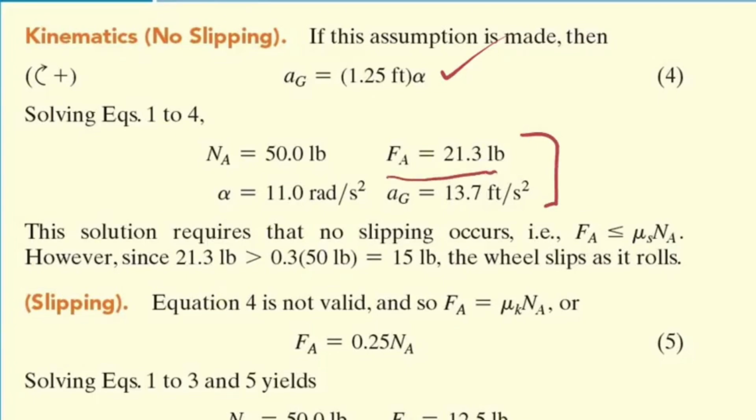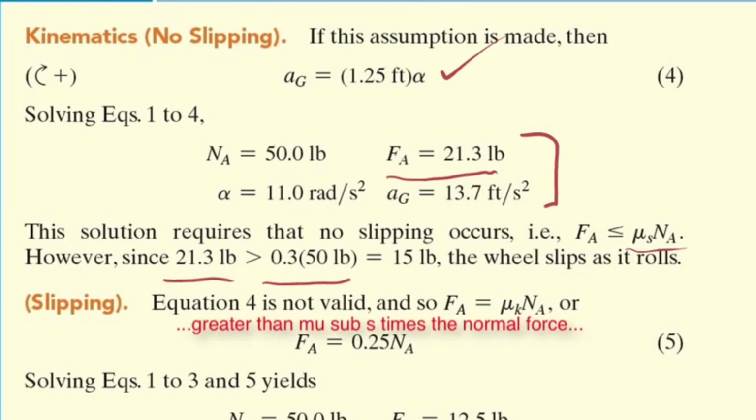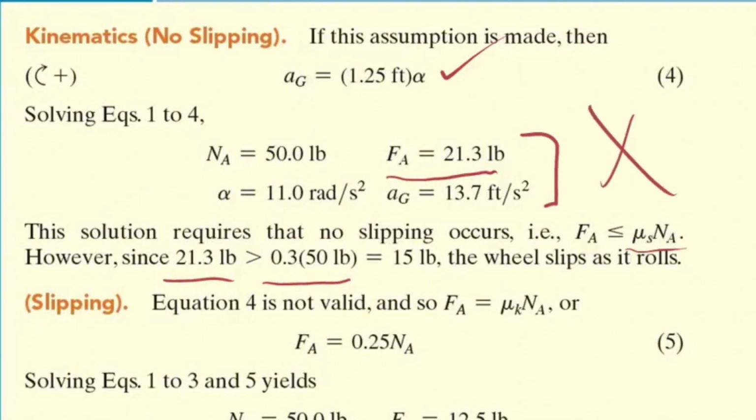Is the frictional force that I calculated in a no-slip condition less than or equal to the static coefficient of friction times N_A? However, in this case, 21.3 pounds, which is the frictional force we found, is greater than mu sub k times the normal force. So the wheel does slip. So this solution up here is incorrect.